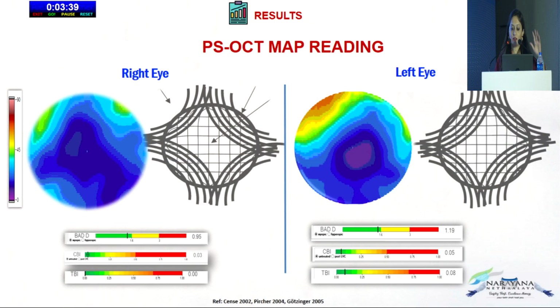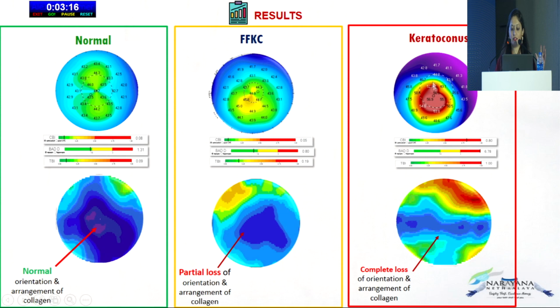This is how the collagen distribution looks theoretically, and the colored maps you are seeing here come from the polarization sensitive OCT. To simplify, the denser the blue or violet the color, the denser the quantity of the collagen and the orientation of the collagen in that area. The lighter the blue, the weaker the collagen is in that area. So this is how a normal looks. And in a forme fruste keratoconus and in a keratoconic eye, you'll see partial loss of orientation and arrangement of collagen. And here you'll see a complete loss of orientation and arrangement of collagen in these eyes.